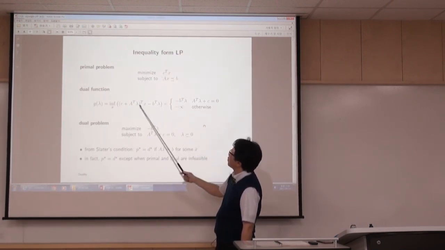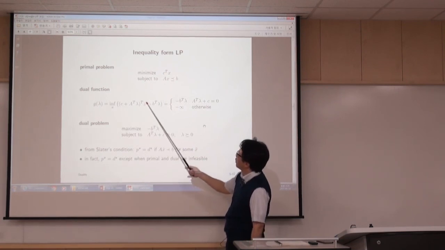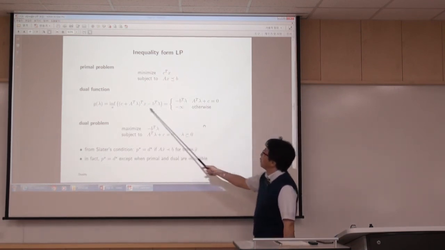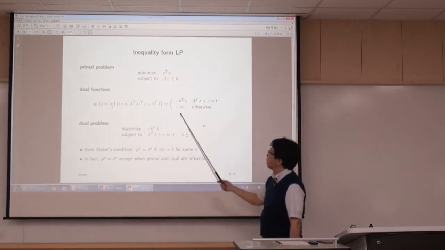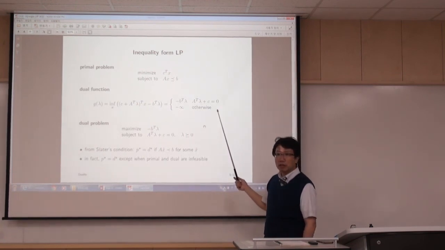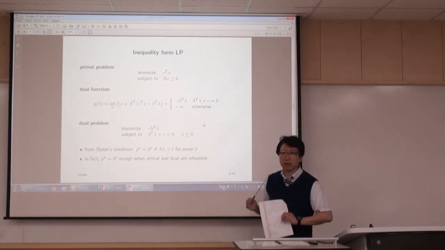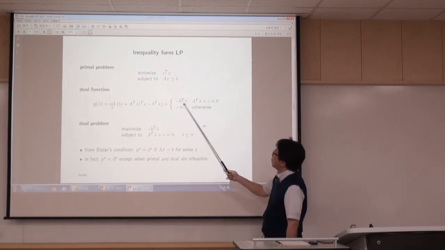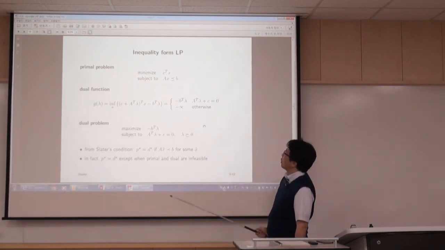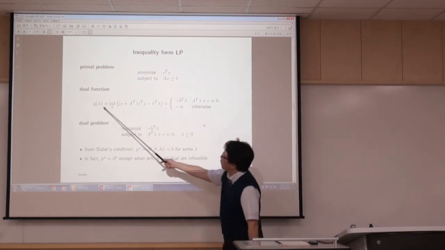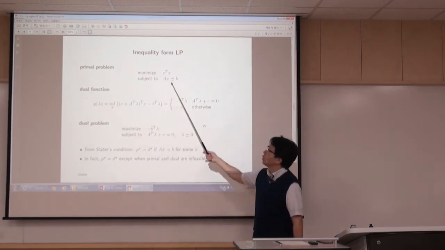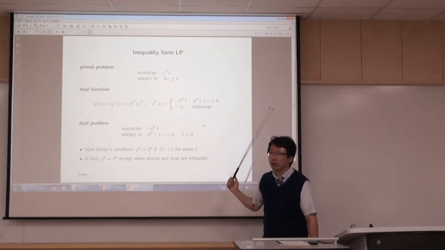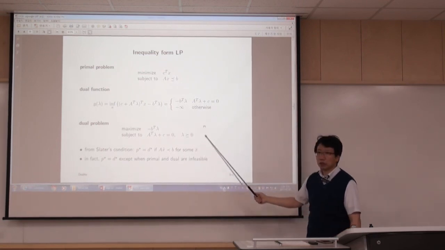transpose Ax minus b. Then you have minus b transpose lambda if this is 0, and minus infinity otherwise. Now you derive very fast, right? And the dual problem is definitely maximize this one subject to this equality constraint. But here be careful, lambda must be what? Greater than or equal to 0. So we have additional constraint.